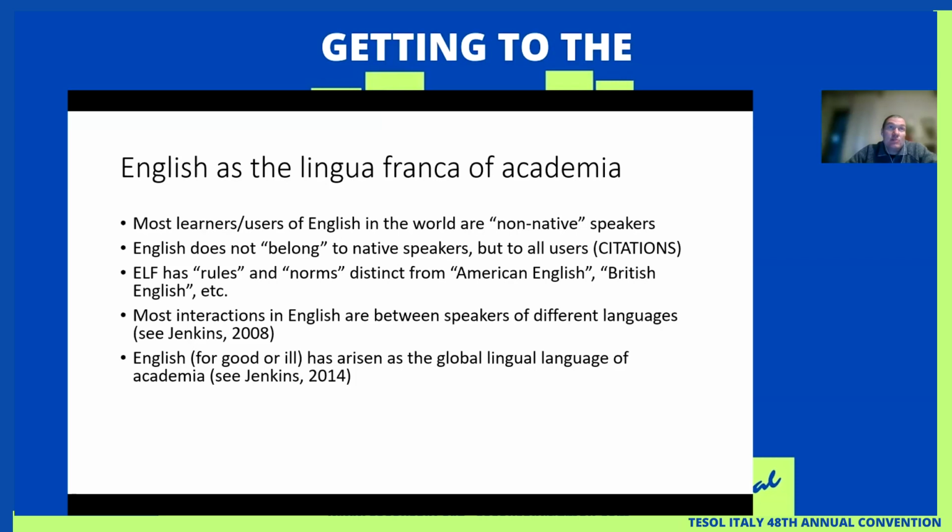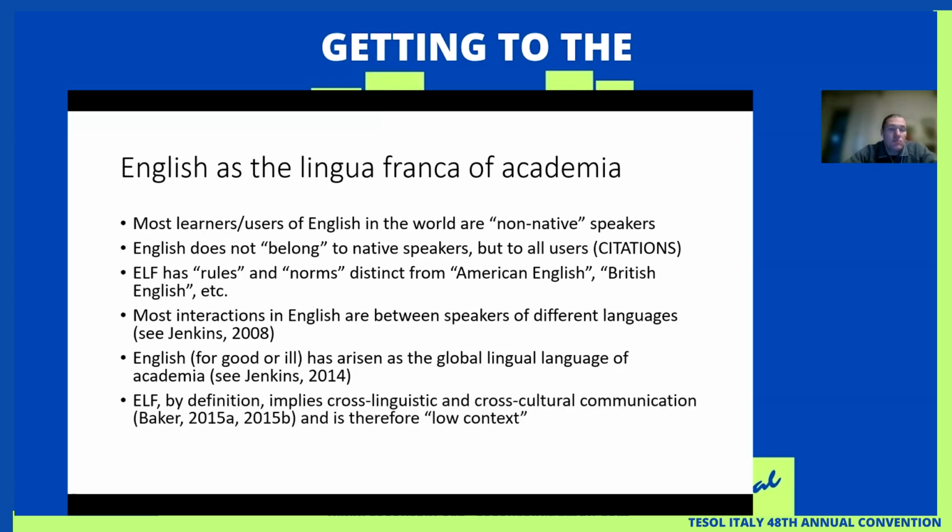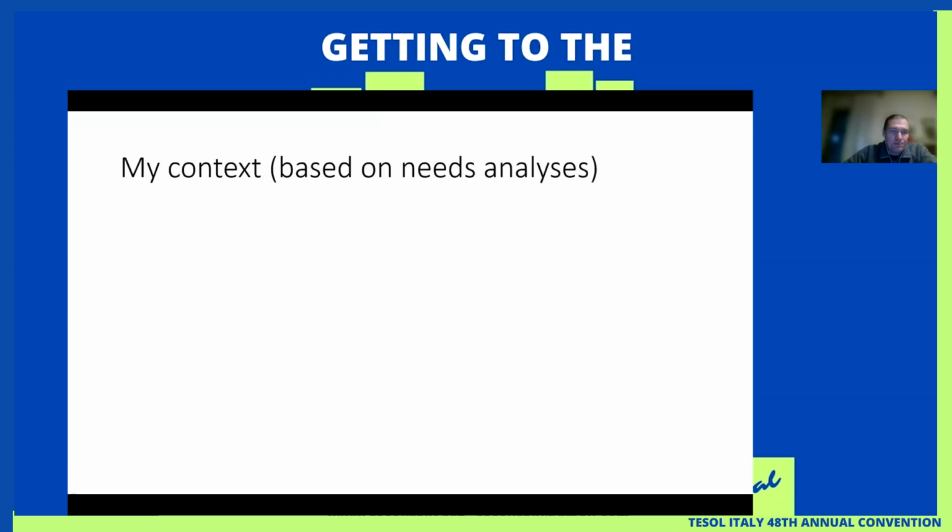But at the same time, it comes with epistemological considerations and post-colonial considerations. ELF, by definition, implies cross-linguistic and cross-cultural communication and is therefore low context. So if we're communicating in an ELF context, by definition, it would be low context because people are bringing different cultural frames. However, in the case of EAP, in particular, if you're looking at particular disciplines, there's a contradiction here because the disciplines are also high context, as we established before.